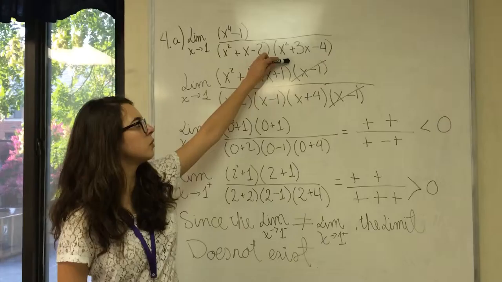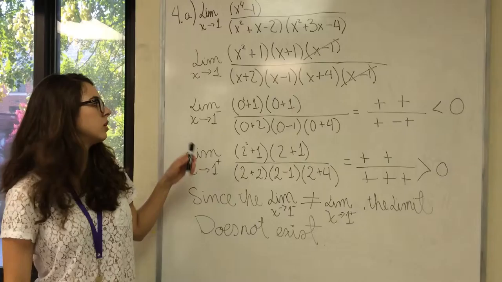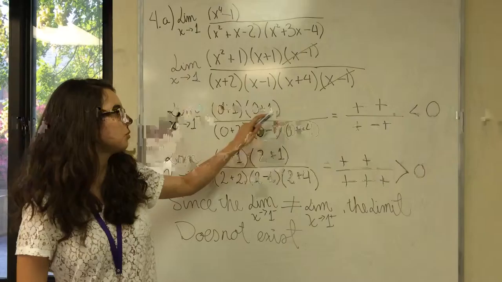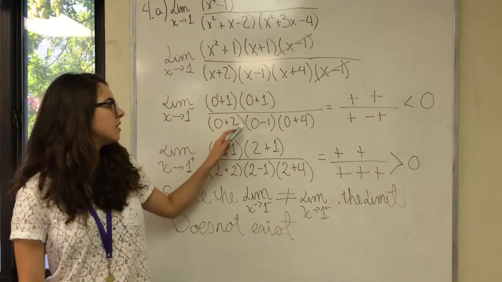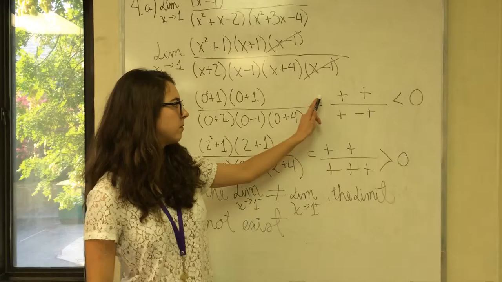As we take the limit from the left side, when x tends to 1, we use a different number, which is less than 1, to see what values it would give us. So in this case, I use 0, and 0 squared plus 1 would give us a positive number. 0 plus 1 would give us a positive number. 0 plus 2 would give us a positive number as well. 0 minus 1, however, would give us a negative number. And 0 plus 4 would also give us a positive number. So when you multiply this, the function is negative, and so it is less than 0.